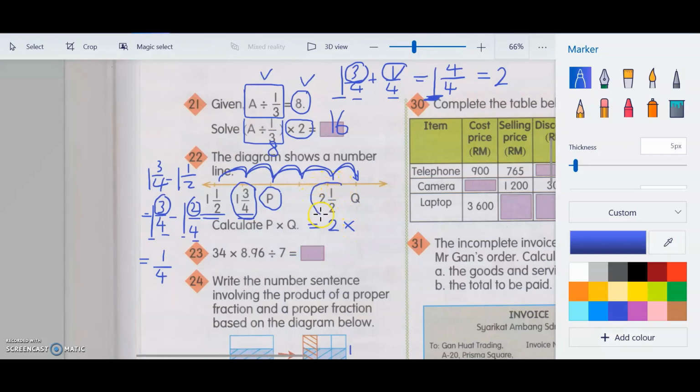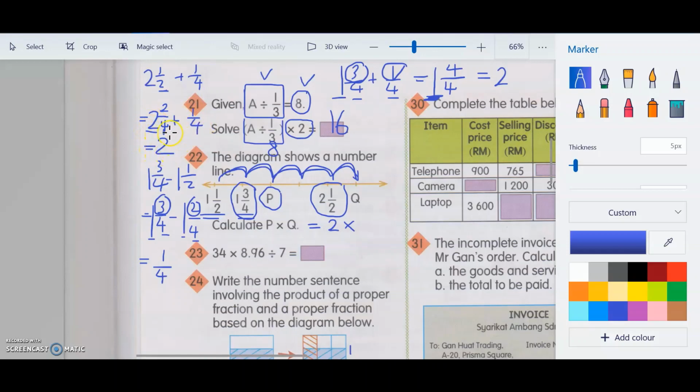Now what about Q? Similarly, we take this fraction and then we plus 1 over 4. So 2 1 over 2 plus 1 over 4. Make the bottom number the same, we times 2 to make it 4. So this is times 2 is 4, times 2 is 2, plus 1 over 4.